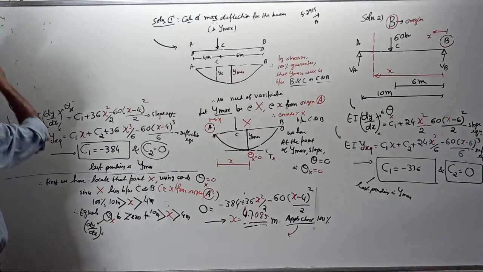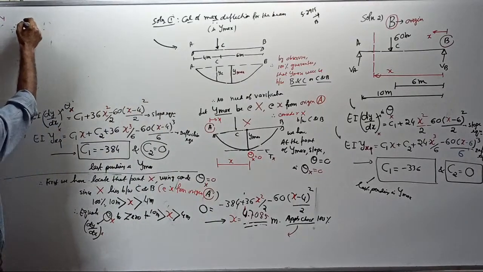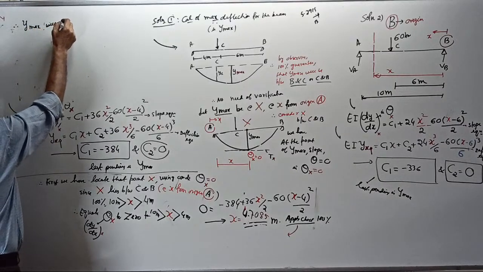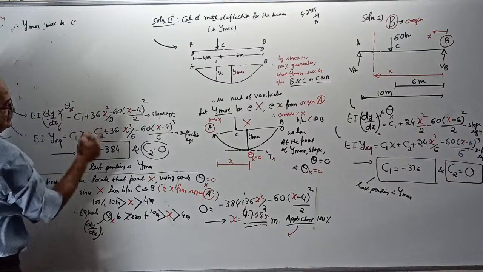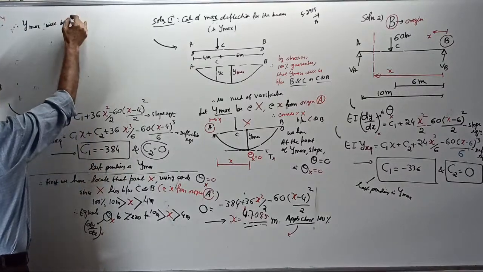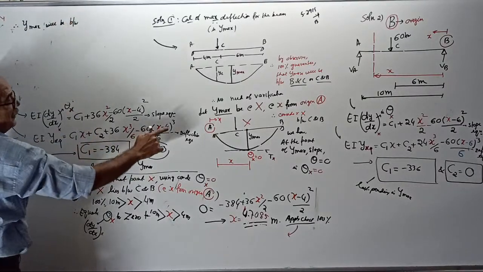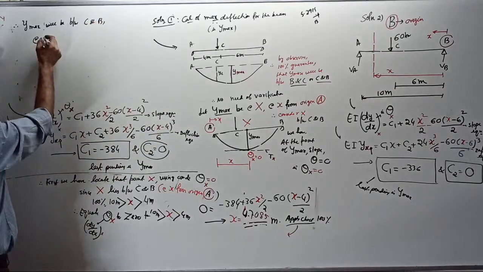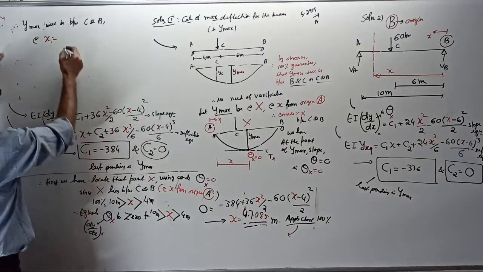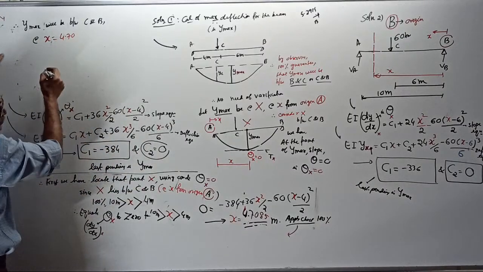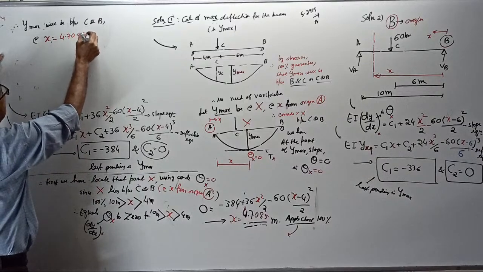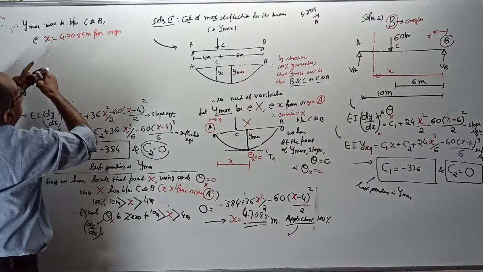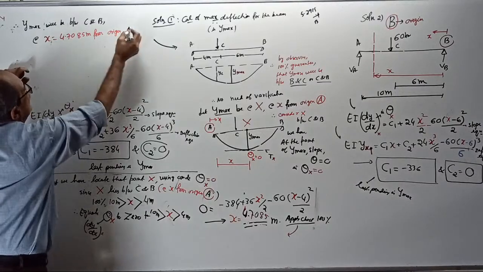Therefore, conclusion: deflection Y max will be between C and B, at X equal to 4.7085 meter from origin A.